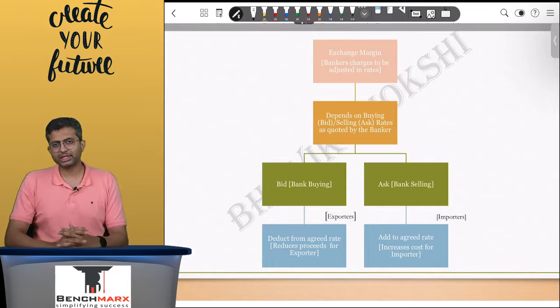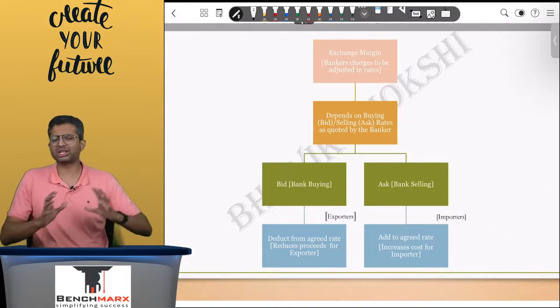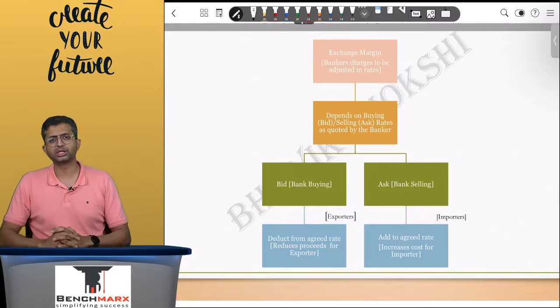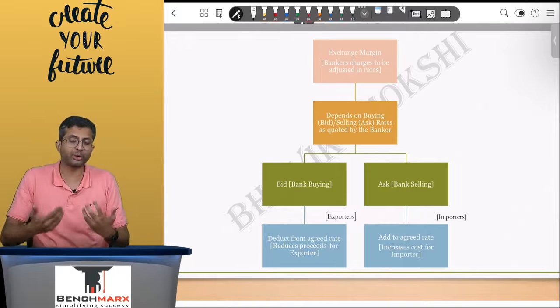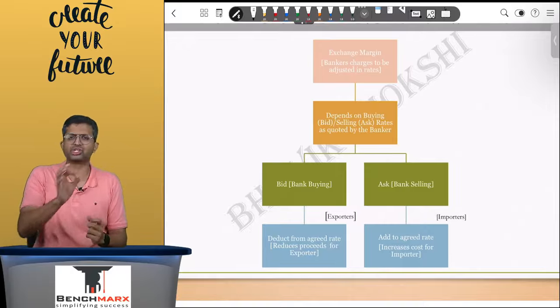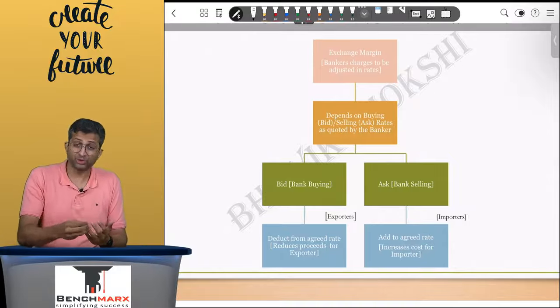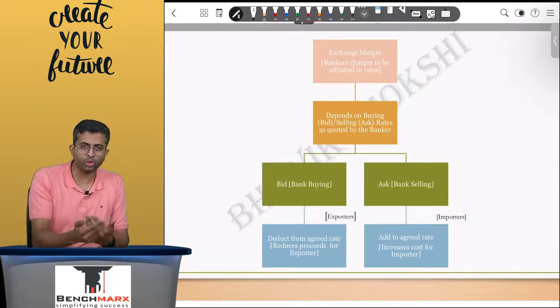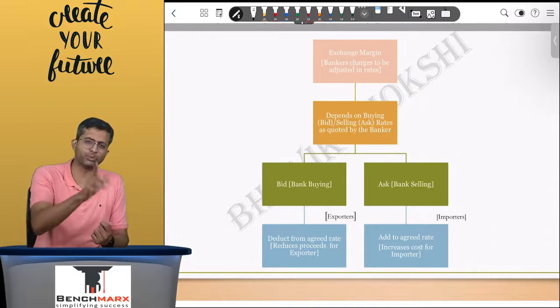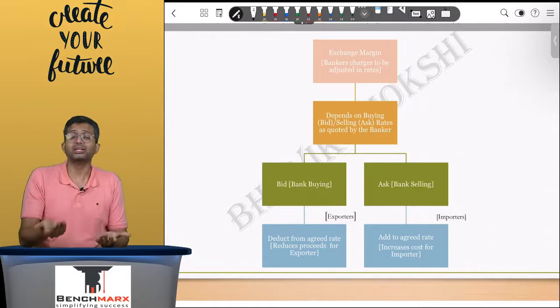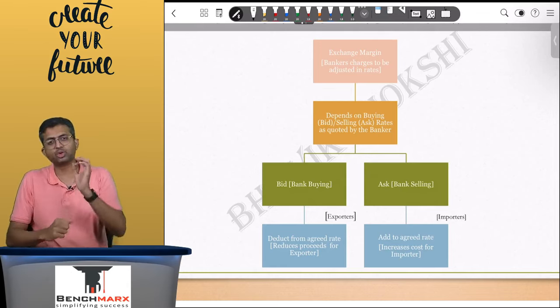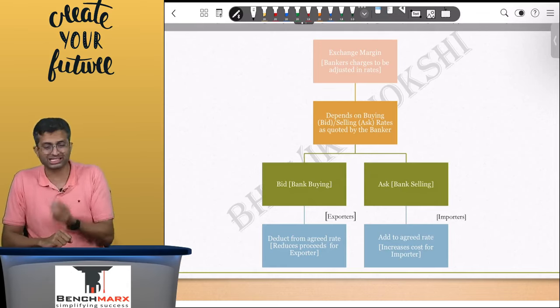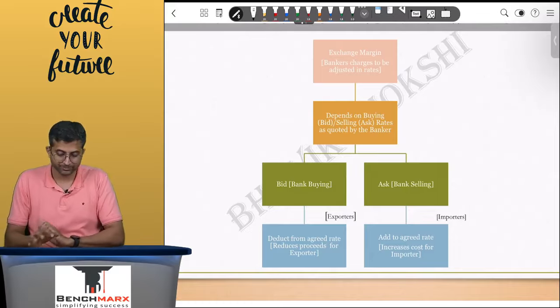You need to be careful in this margin, and even while you are selecting bid and ask, you have to see who is buying, who is selling. But at the end of the day, a general rule is, as a customer, if you have to pay, you will end up paying more. The rate that results in you paying more is the rate to be selected. If you are going to receive, then you are going to receive less. The rate which gives you lesser inflow is the rate to be selected.